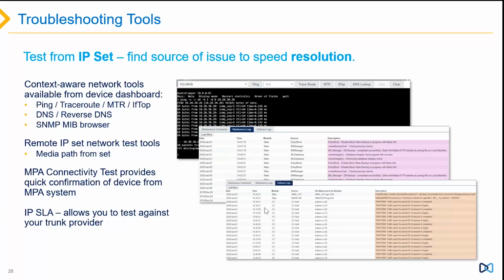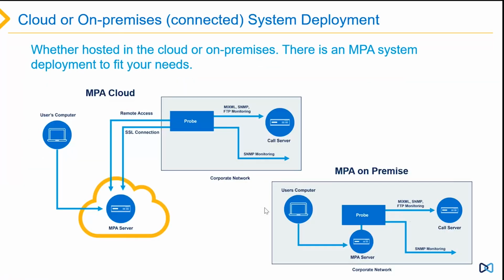We're doing ping, traceroute, MTR, IFTOP. We do DNS, reverse DNS, SNMP MIB browsers baked into the system as well. We can do remote IP set network testing tools. We have different connectivity tests that we can do, and then there's IP SLAs that can test against your trunk provider that you can leverage. And these tests, you can actually have them run at whatever cadence that you need. You can have them run over a period of hours, days, weeks, whatever you need.